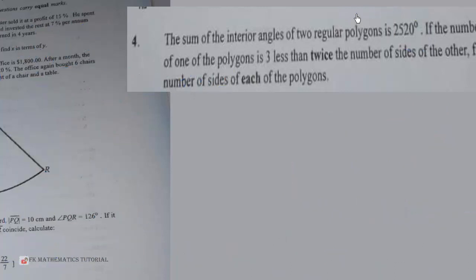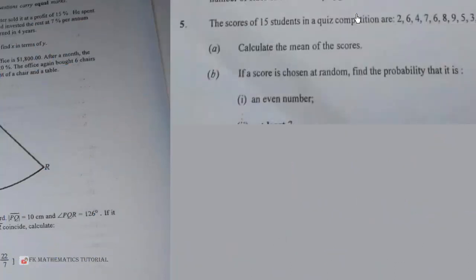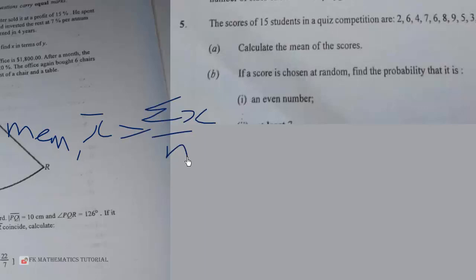Okay, so finally we are here on question number 5. The scores of 15 students in a quiz competition are 2, 6, 4, 7, 6, 8, 9, 5, 3, 5, 4, 2, 8, 7, 6. We are supposed to calculate the mean of the scores. So we know that the mean, x bar, is equal to summation x over n.